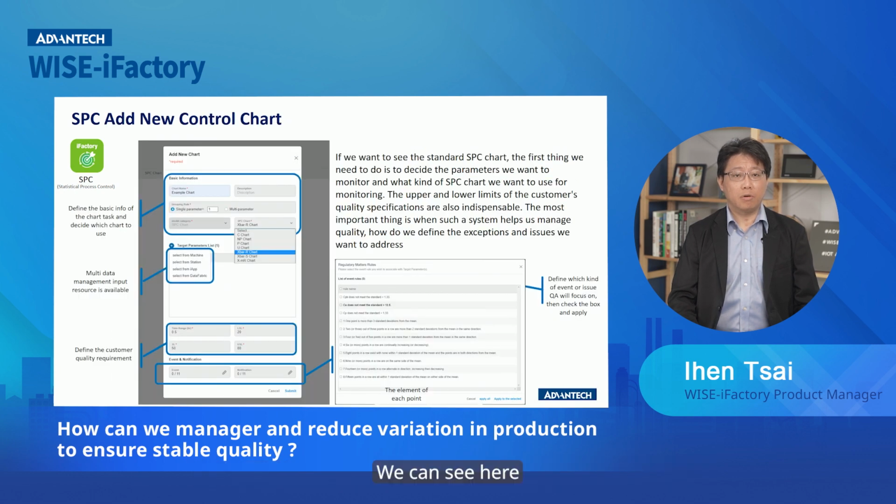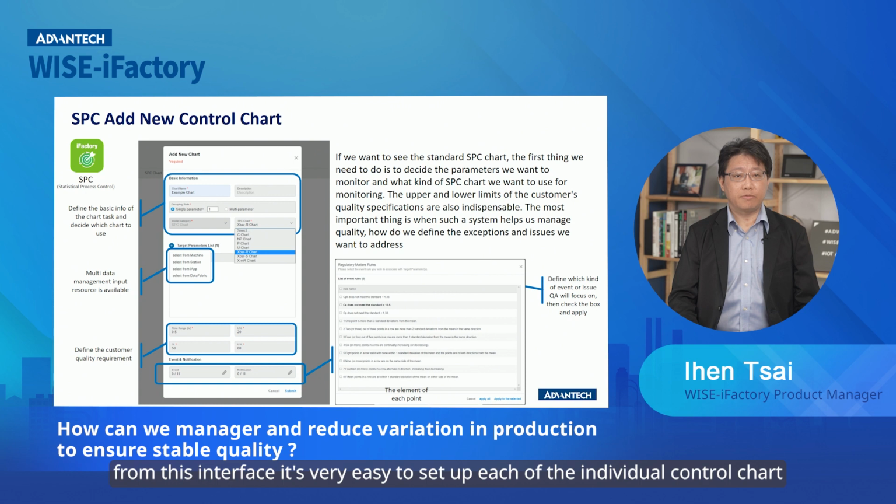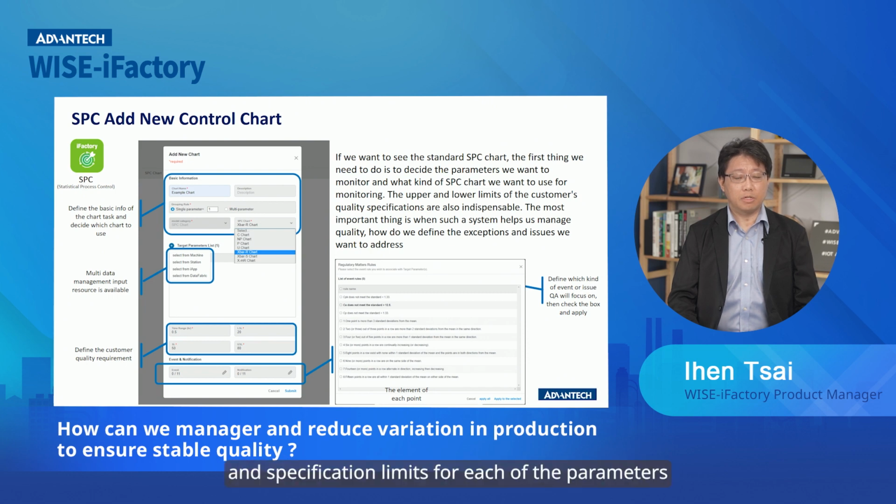We can see here that from this interface, it's very easy to set up each of the individual control charts. You can select which of the 8 major rules to make alerts from for the parameter data and also define both control and the specification limits for each of the parameters. And once you're done, the system automatically creates a corresponding control chart dashboard for you, and you can select between all the different parameters you need to monitor very easily.